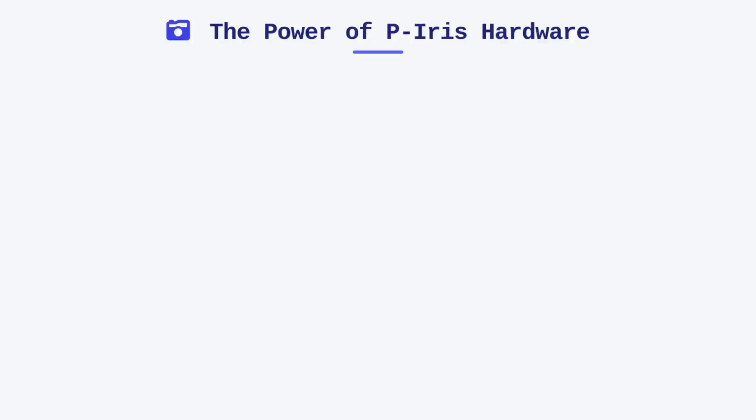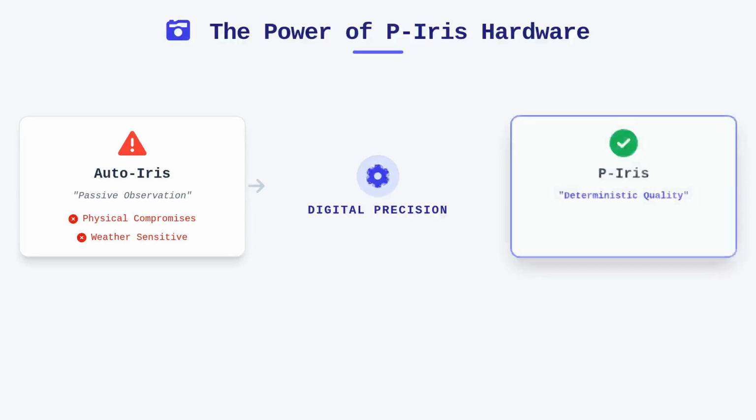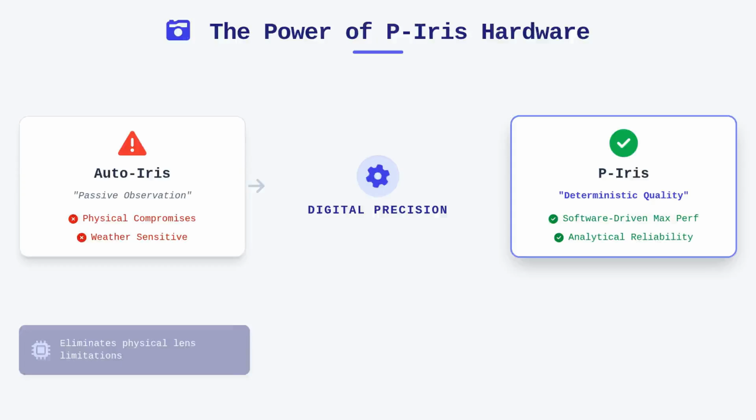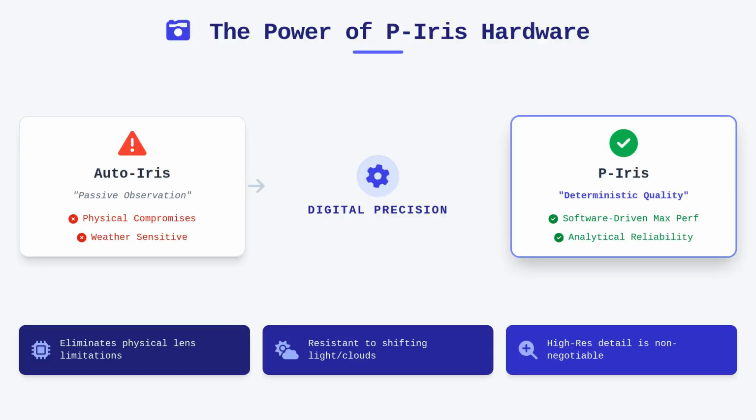Selecting hardware that incorporates P-iris is often a decisive factor in projects where high-resolution detail is non-negotiable. By moving away from the compromises of auto-iris lenses and embracing the digital precision of P-iris, we move into the realm of deterministic image quality. You are no longer fighting the physical limitations of the lens. Instead, you are leveraging software to maximize the optical performance of the glass. This transition ensures that the camera remains a reliable analytical tool rather than a passive observer that loses performance whenever the sun changes position or clouds pass overhead.